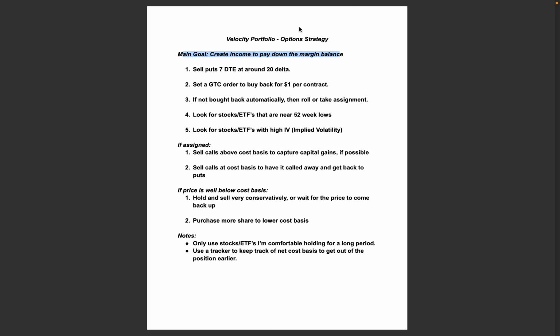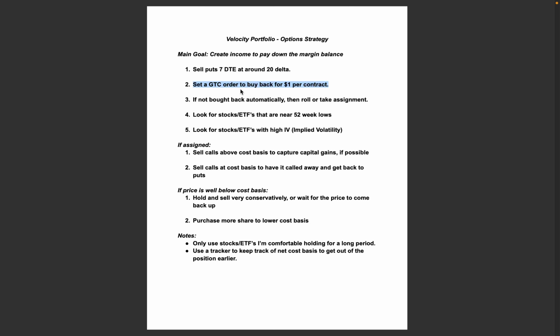So first step is to sell puts approximately 7 days to expiration at around the 20 delta, roughly, is what I shoot for. I will go lower depending on how I feel about the individual security I'm looking at, but typically I shoot for that 20 delta.